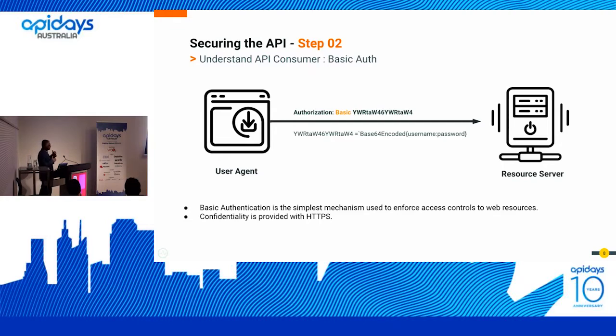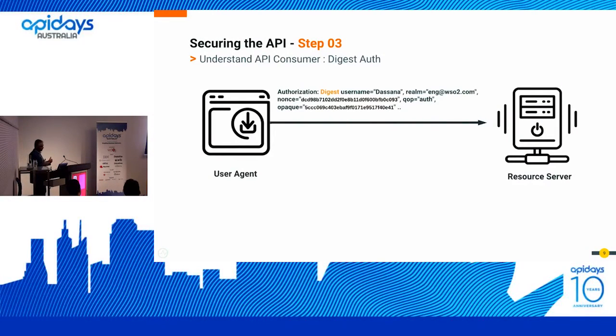Based on the business services behind this API, you can choose. This is the simplest API security model, right? And if you look at this API security model, you are passing credentials over the wire. And with HTTPS, you can have confidentiality, but still there is vulnerability in the security model. But still you can choose it, based on the API that you are serving.